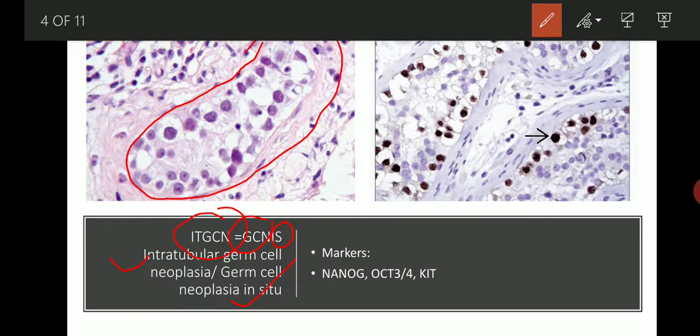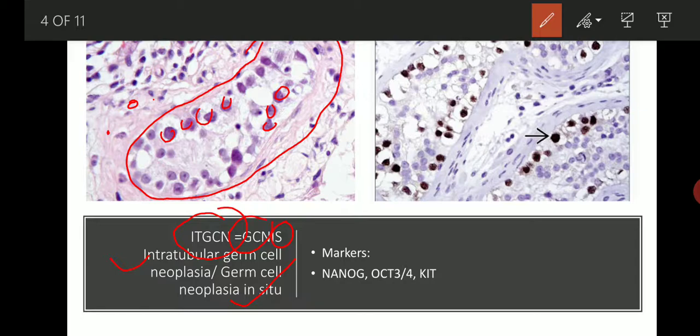As you can see in this picture, this is a seminiferous tubule and I have outlined the basement membrane. The tumor cells that you see here are all within the lumen and they are confined to the basement membrane. They have not invaded outside the basement membrane, hence the term in situ. So germ cell neoplasia in situ is the precursor for germ cell tumor of the testis. Please remember, not all testicular tumors will have a germ cell neoplasia in situ as precursor. That we'll see later.